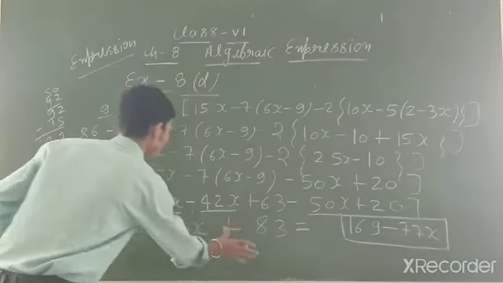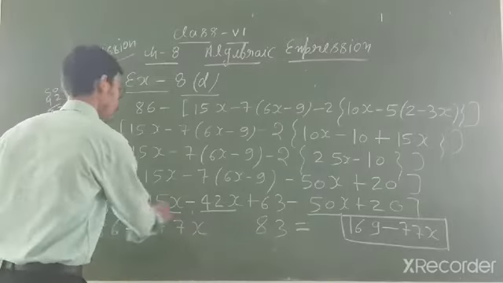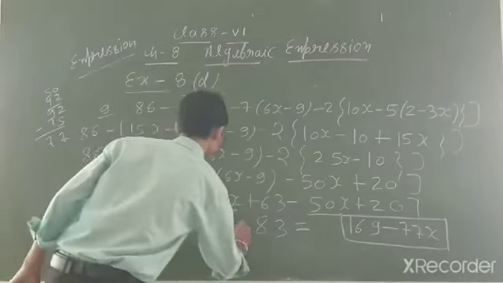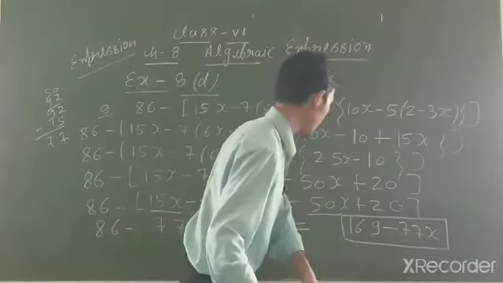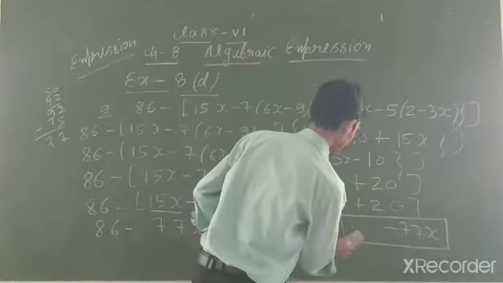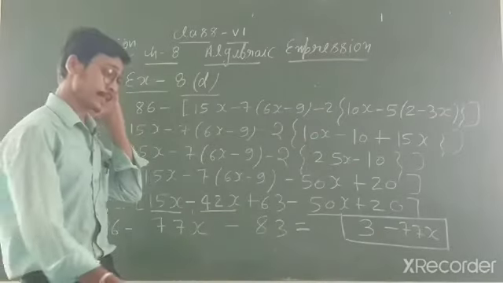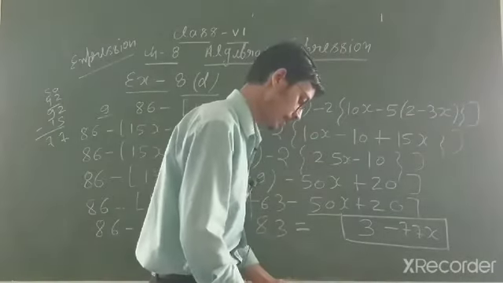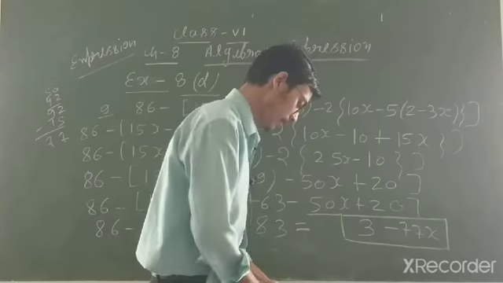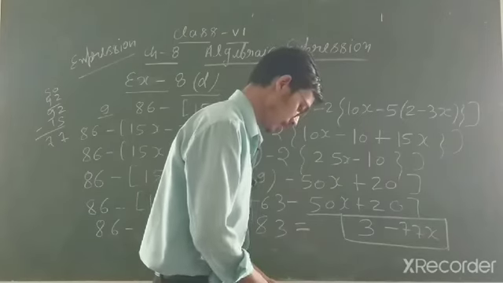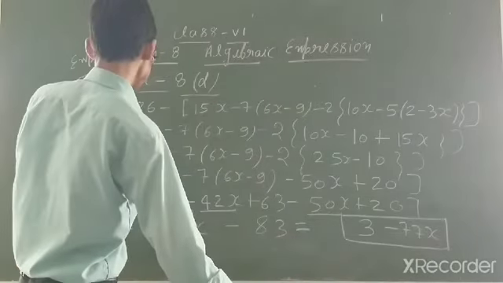Sorry student, here minus sign will be given. Why? Because here minus sign is given, so you will multiply also minus sign. So 63 and 20 become 83, so here minus sign, because minus and plus is minus. So 86 and minus 83, this will become 86 minus 83, 3. So 3 minus 77x is our right answer. Clear, student? So I think everything is clear. Follow the steps properly. You will solve all the questions in an easy way. Clear, student? So 3 plus 77x is coming.